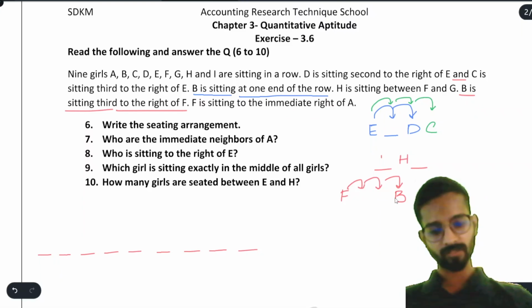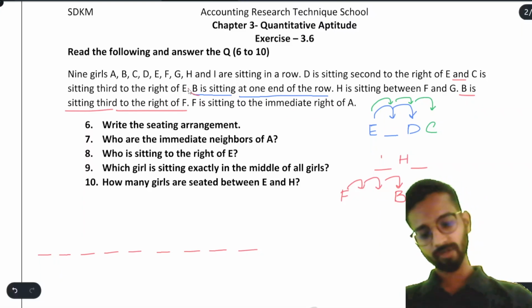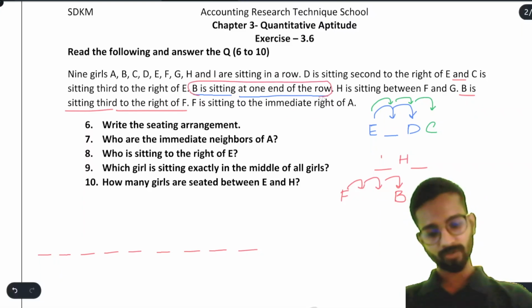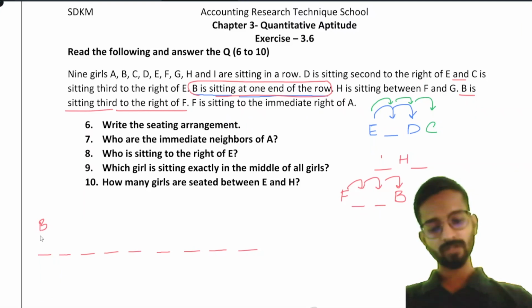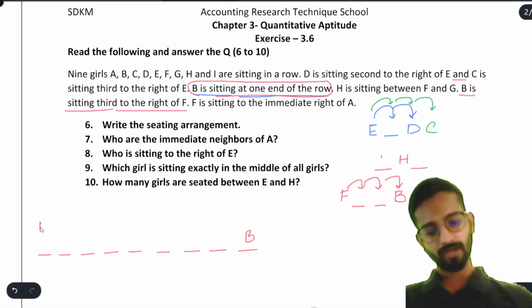B is sitting third to the right of F. But we already know B is sitting at one end of the row. Now think properly. If B is here, F cannot be at the left of B because this is the first place. So by default, B will appear here only. Understood? And if B is appearing here, F will be coming here.